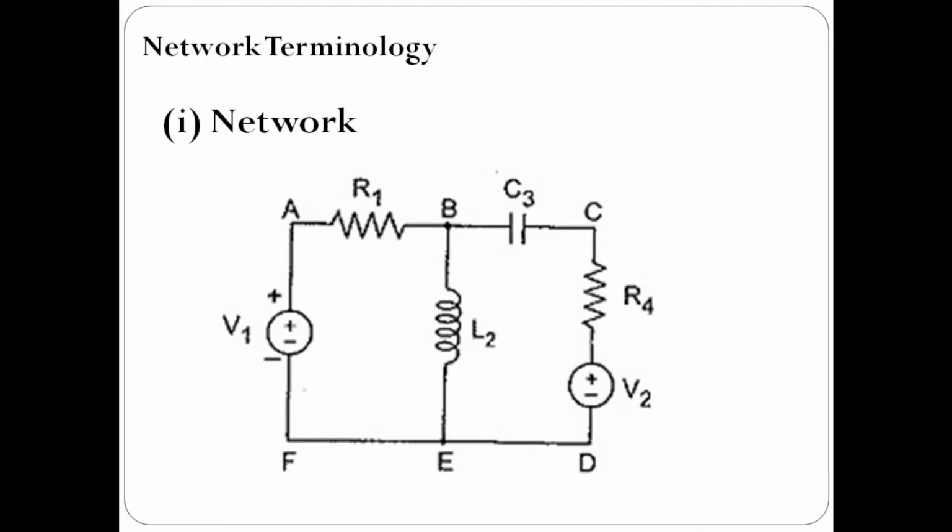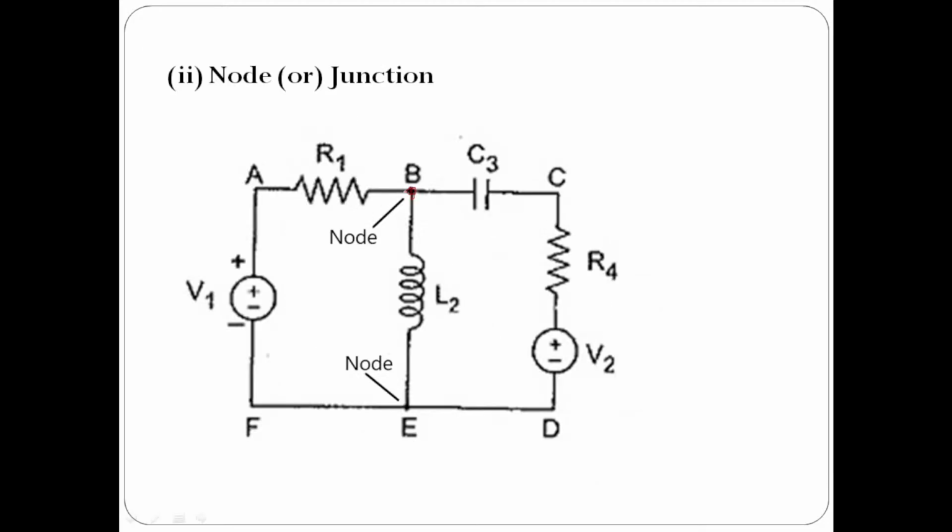Now let us see what is meant by a node. I have taken the same circuit. I have put a line towards this dot where B is written, and there is a dot here where E is written. These two dots, the one where B is written and the one where E is written, are known as nodes here.